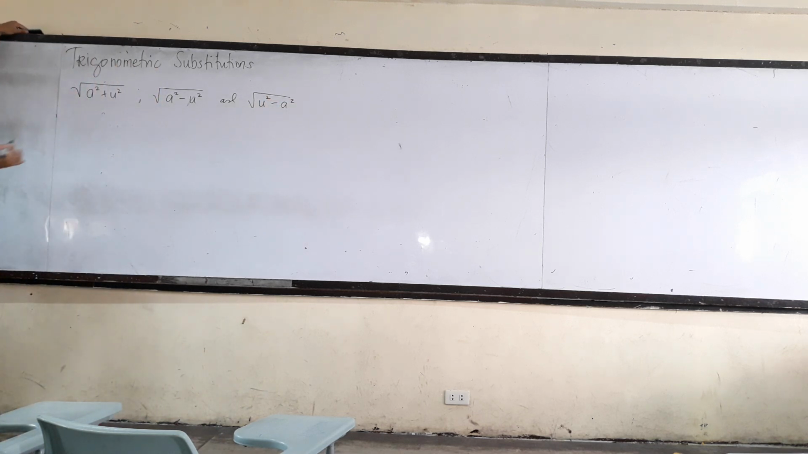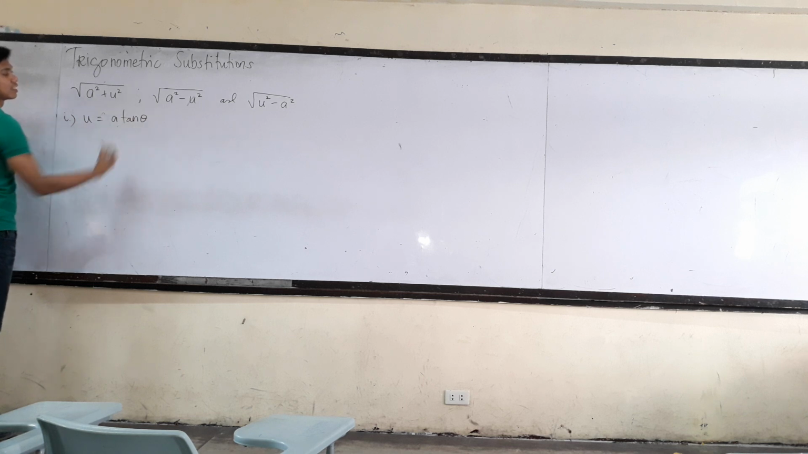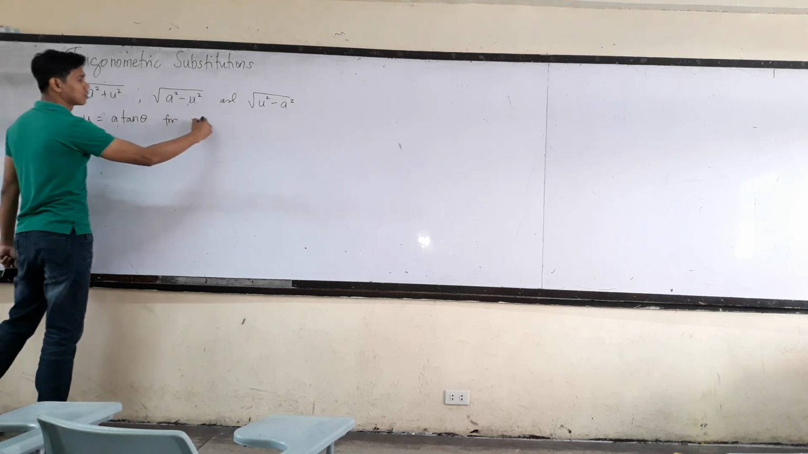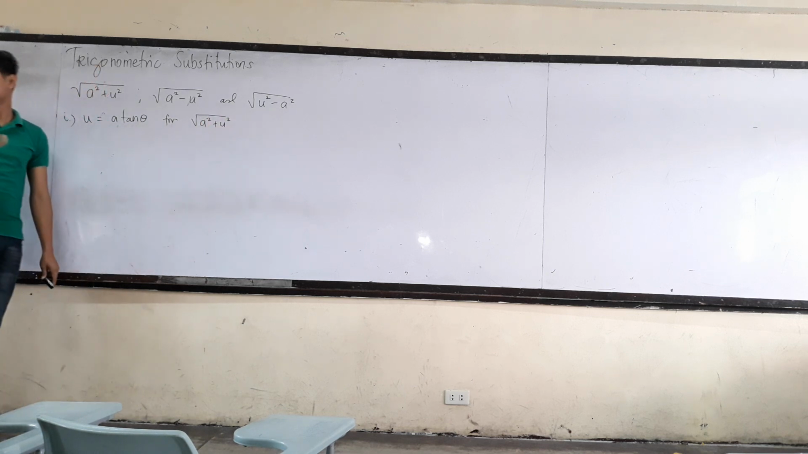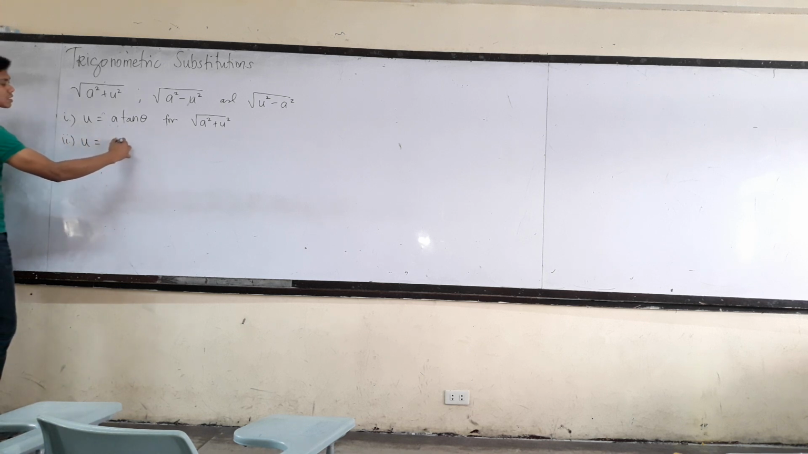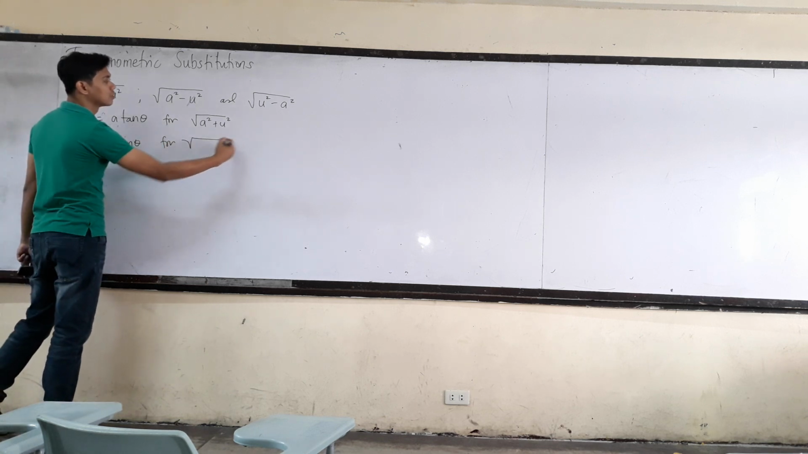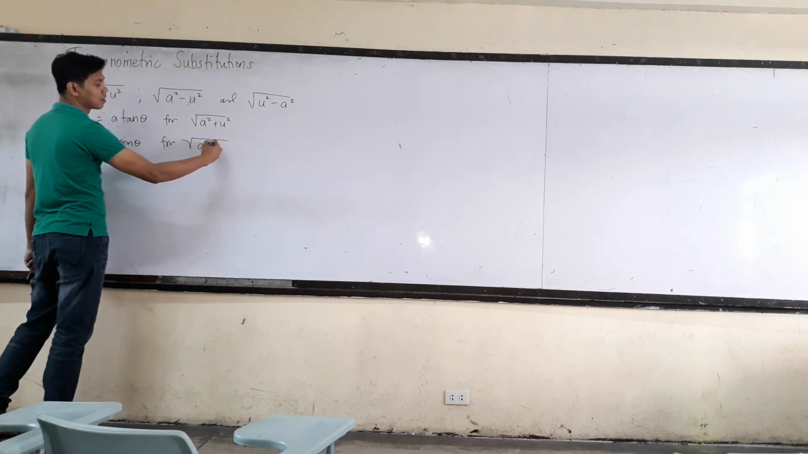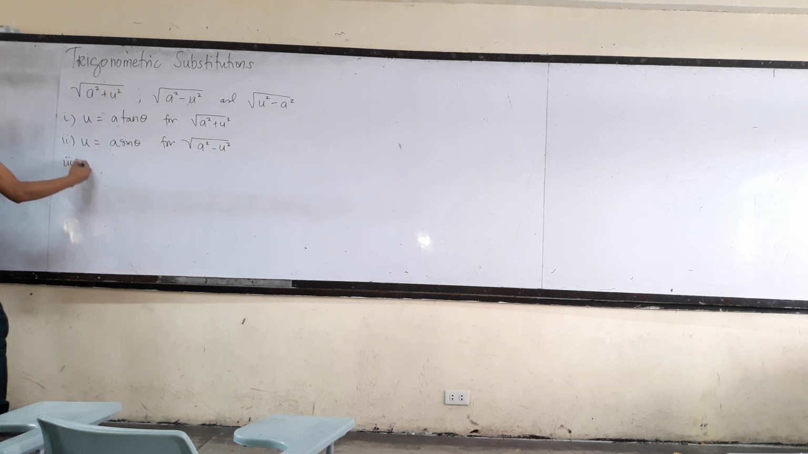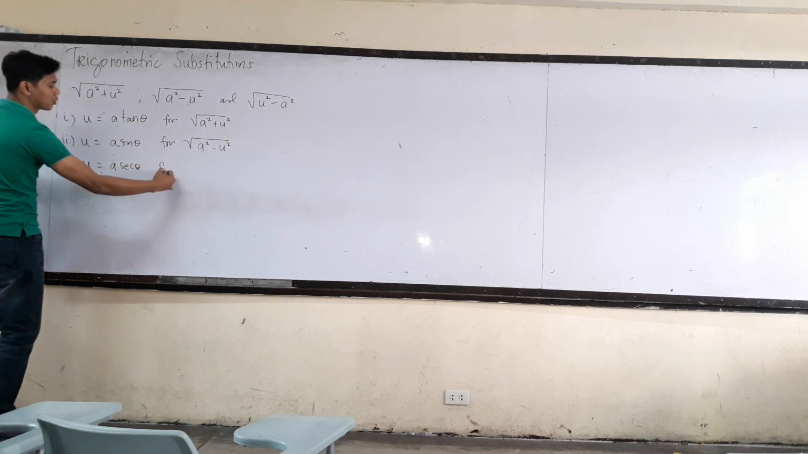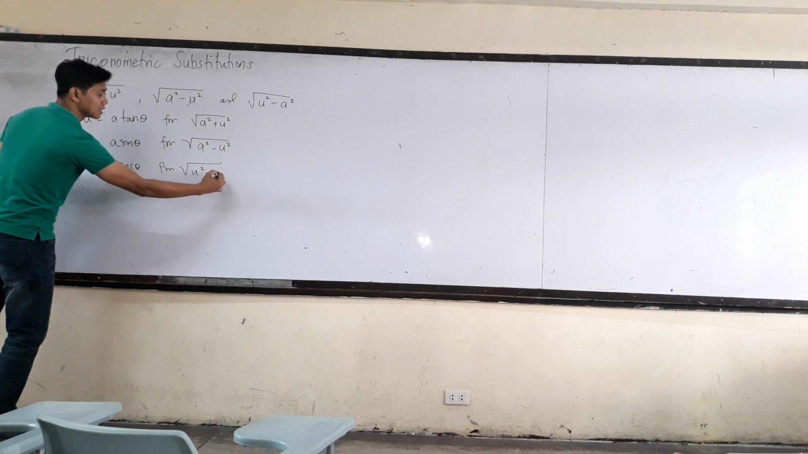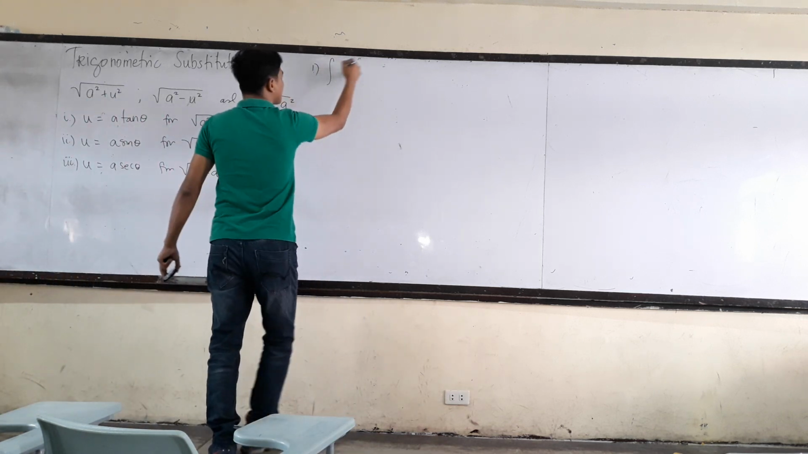So the following substitution shall be used. Whenever your integral contains any of these forms, number one, we use u equals a tangent theta for integrals involving square root of a squared plus u squared. The other one is u equals a sine theta for integrals involving square root of a squared minus u squared. And the other one is u equals a secant theta for integrals involving square root of u squared minus a squared.